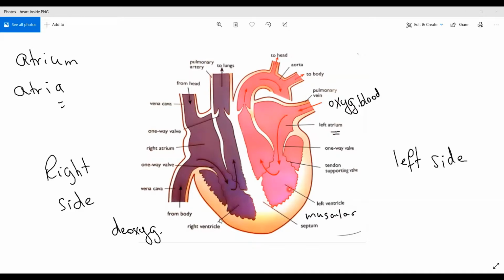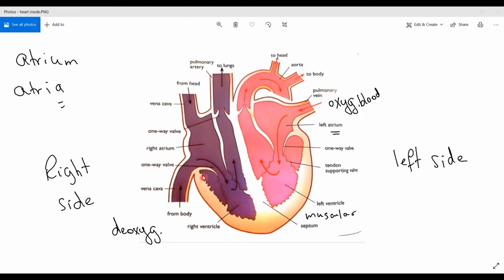What about the lower chambers? Again, the lower chambers are called ventricles. This is the left one, the left ventricle, and this is the right one, the right ventricle. Both atrium and ventricle are separated from each other by a valve. This is a one-way valve, as I told you before. So blood is going to pass like this, not in the opposite direction, from the atrium to the ventricle.